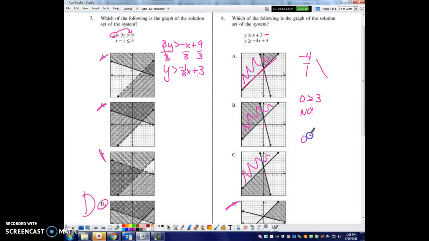Next one, 0 greater than or equal to 3. Oh, same thing. Is 0 greater than 3? No. So now we're looking at this line here. So we shade the side without 0, 0. Where do they cross? This little section, which is here.